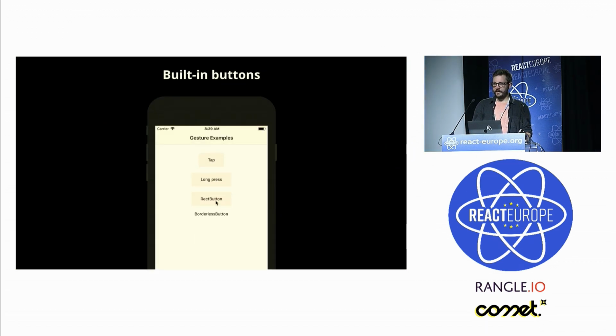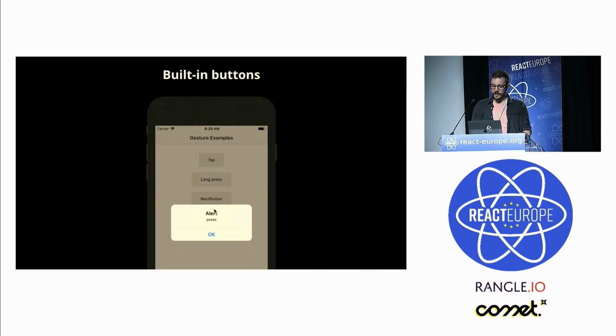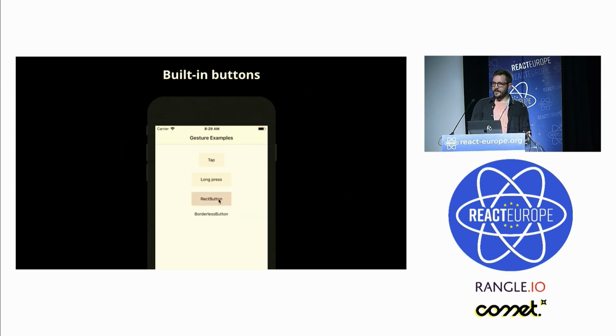So what we've done here can actually be accomplished usually more easily using some built-in button components. In the gesture handler repository, or rather the gesture and animations repository, on the, I think it's the tap tab, there are examples of using this thing called Rect Button. And a Rect Button is basically like very similar to touchable highlight and touchable native feedback.